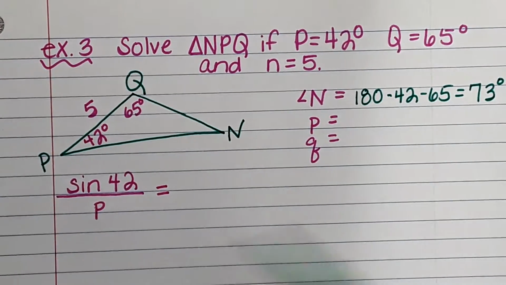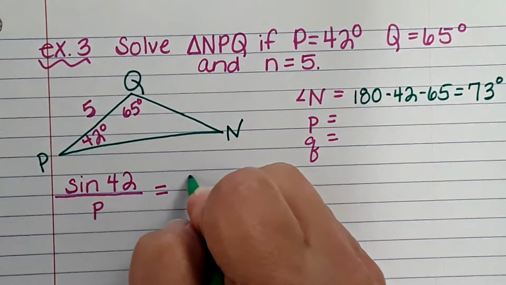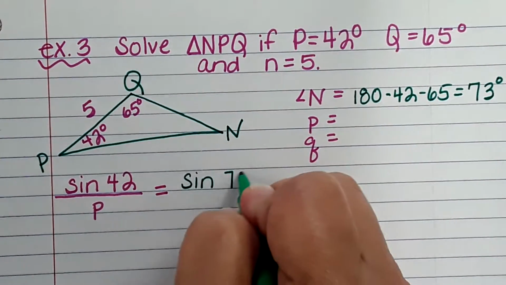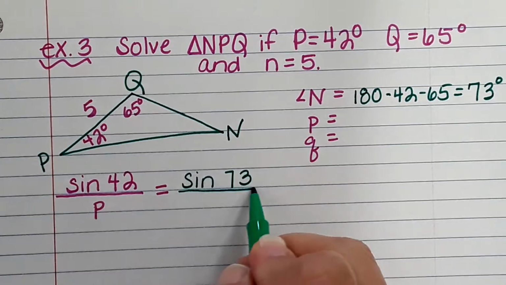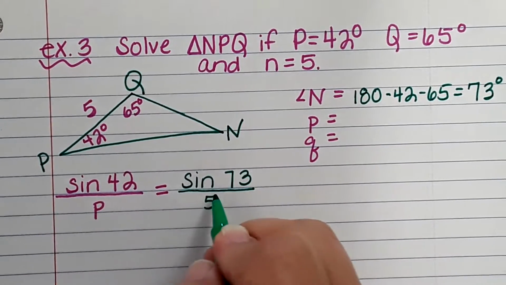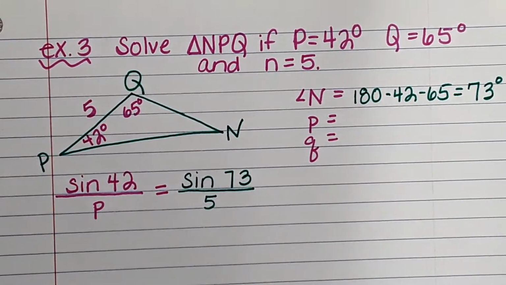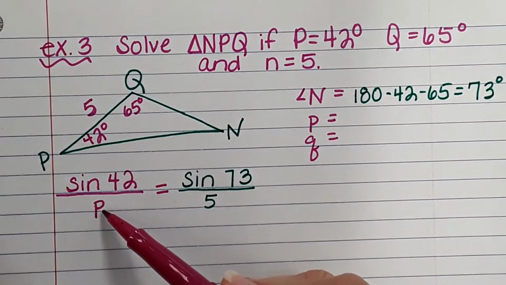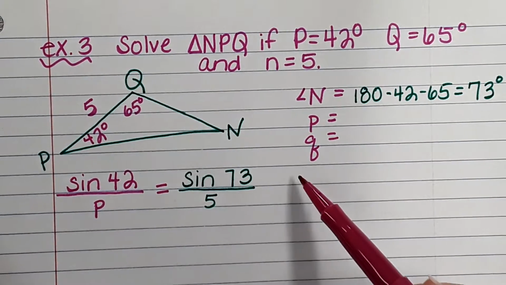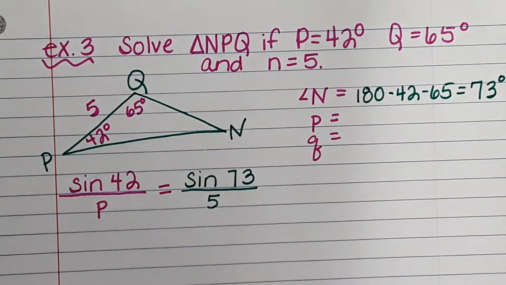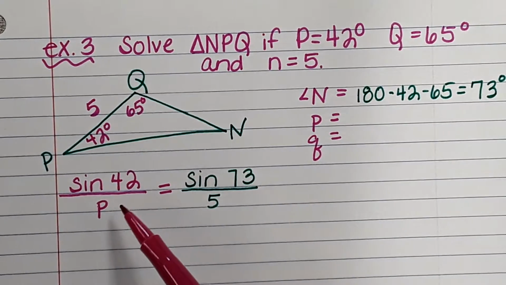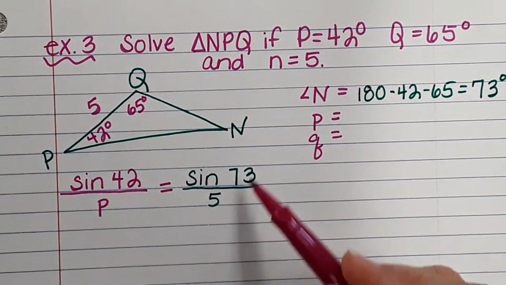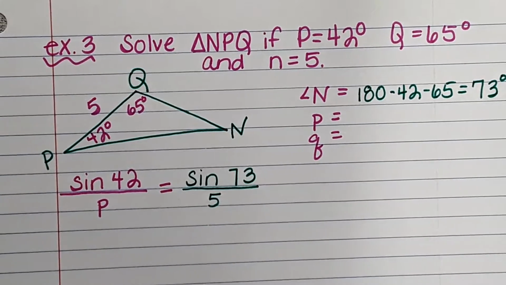And now what do I know? I know angle N, so I'm going to write sine of 73 over lowercase n, which is 5. Remember when we first wrote this, it's sine of p over little p, sine of n over little n, sine of q over little q. When you write the proportion, you can only have one unknown. That's why I couldn't do sine of q over q.